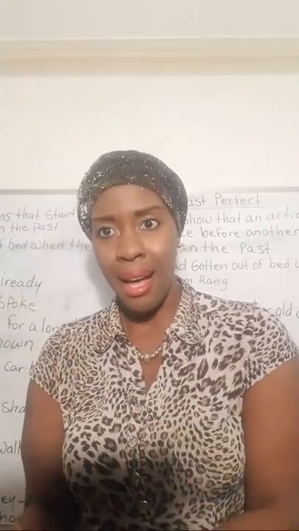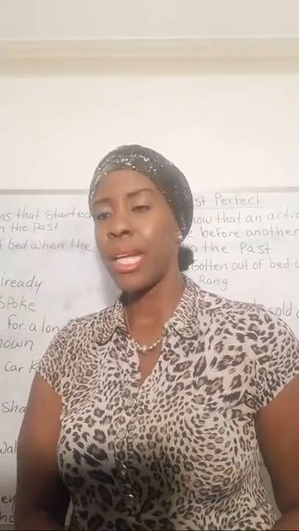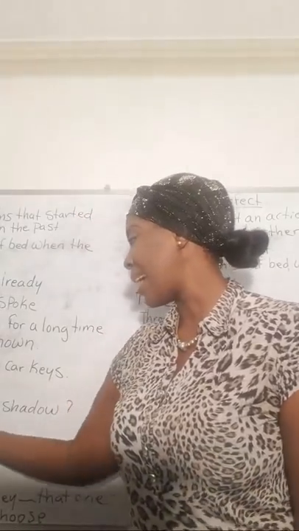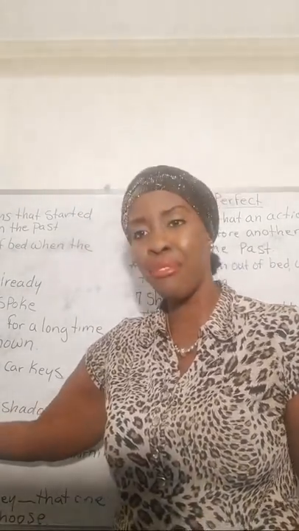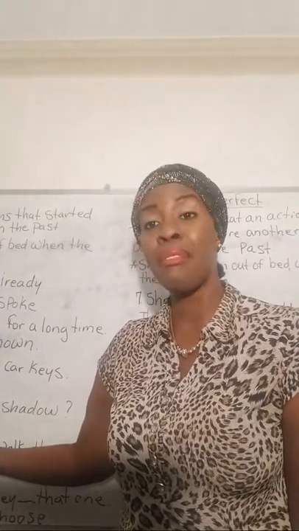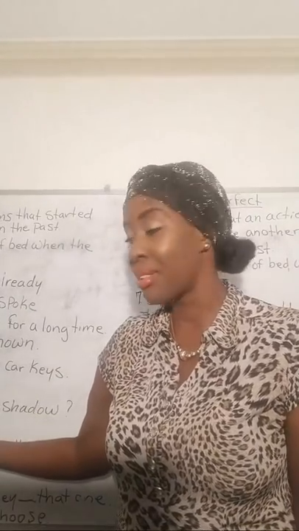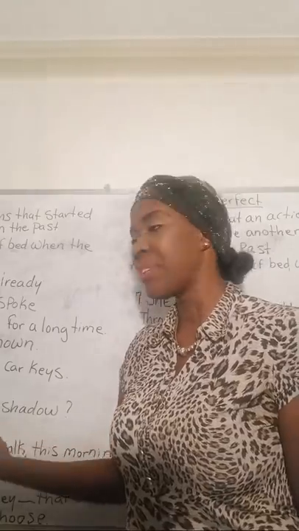Yes, I've, contraction. Instead of saying I have, you make a contraction. You say yes, I've seen a shadow. Okay? You can't say have you ever saw a shadow. Again, the have is in it. That's not the correct answer. Have you ever seen a shadow?